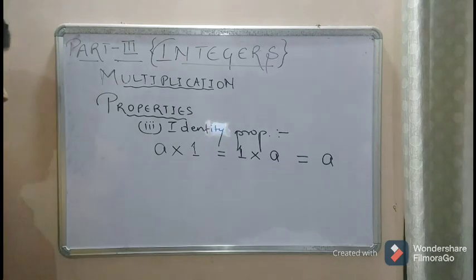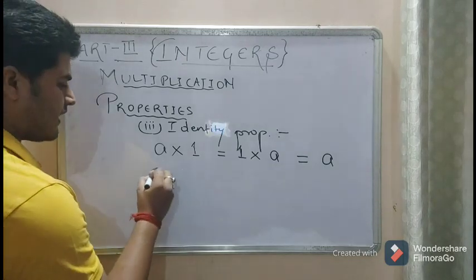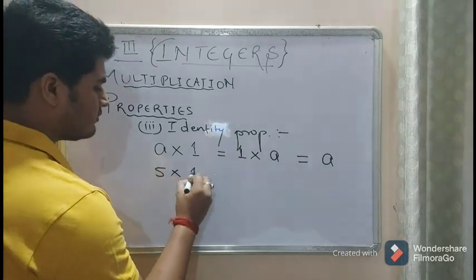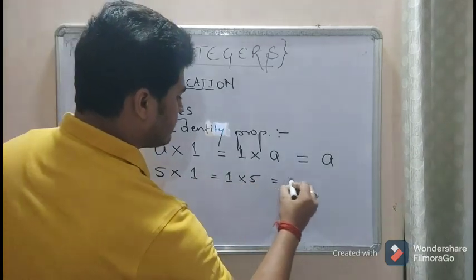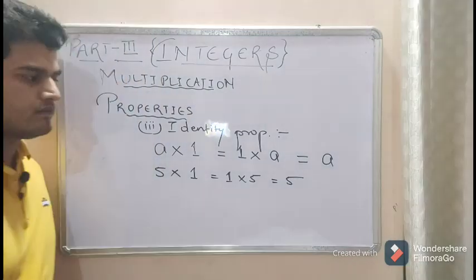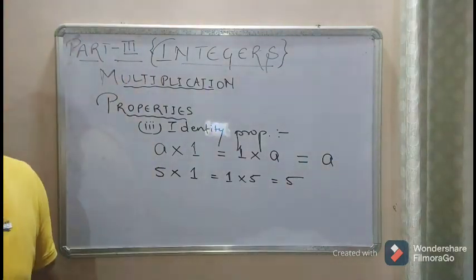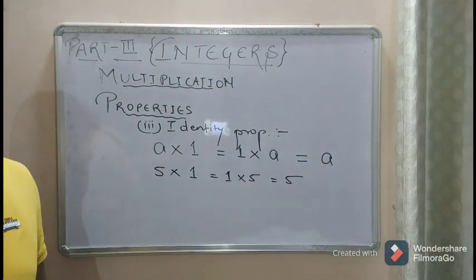Let us see this very simple property. 5 multiplied by 1, or 1 multiplied with 5, the answer will be 5. So it is the identity property.